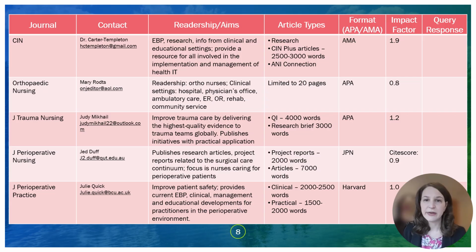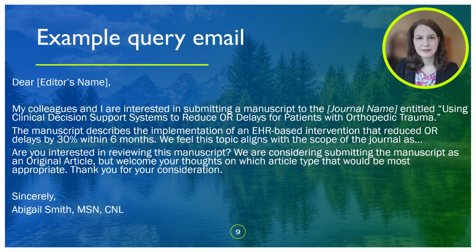These emails should be very short, only about 3 to 5 sentences, and include a brief overview of what the project is about and why you feel it would be a good fit with the journal. This helps the editor know that you have reviewed the journal's mission and understand the focus of the journal. Here's an example query email.